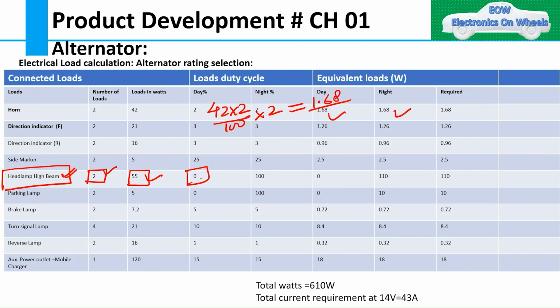Then the day percentage would be 0, right? No one wants to use it in the day time, right? So that's why we have taken 0%. Then in the night we have taken 100% of the cycle. So if you calculate 55 into 2, because it is 100%, then 110, the required load is 110. So this is how you have to calculate the equivalent loads to calculate the alternator rating.